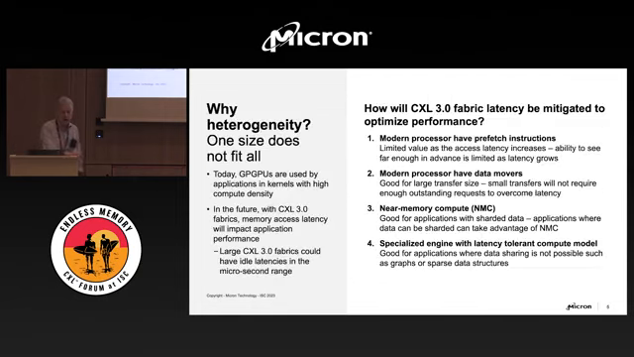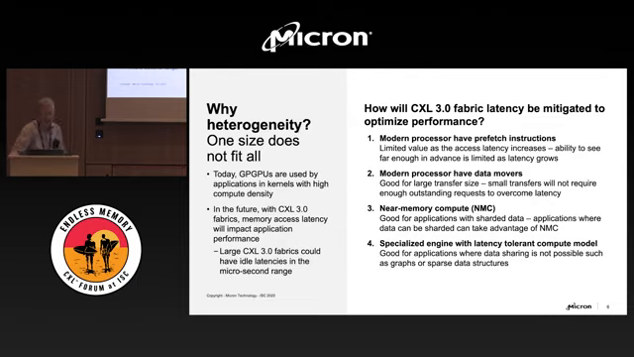So why heterogeneity? Of course, one size does not fit all. Today, as was said, 87% of the systems have these GPUs, and those are really focused on applications with high compute density. But there's other types of things you might want to focus on. So in the future with CXL3 Fabric, memory latency, as was noted probably many times today, is going to impact application performance. And so how do you deal with that latency in order to get the kind of bandwidth performance you want out of these systems?